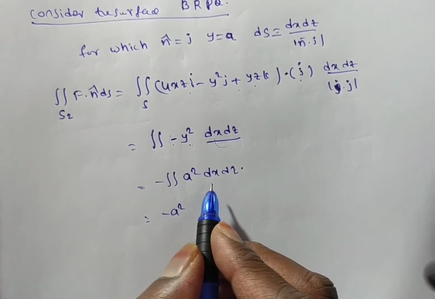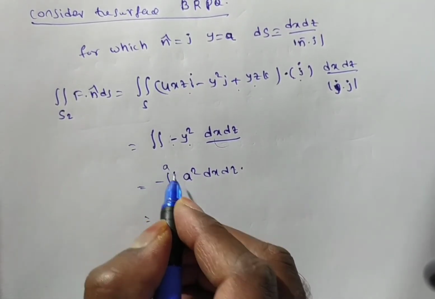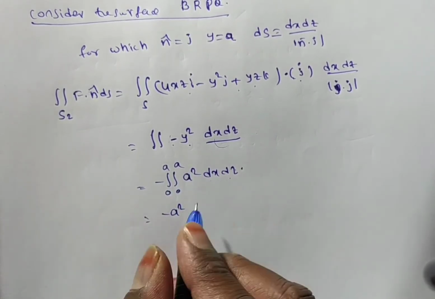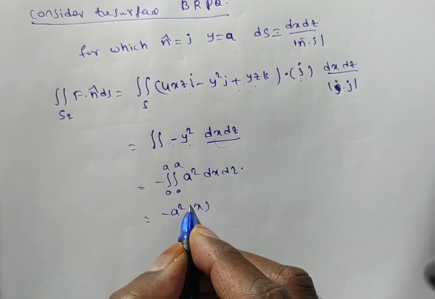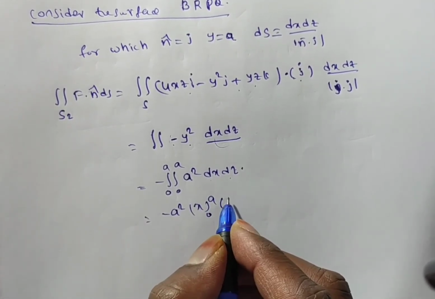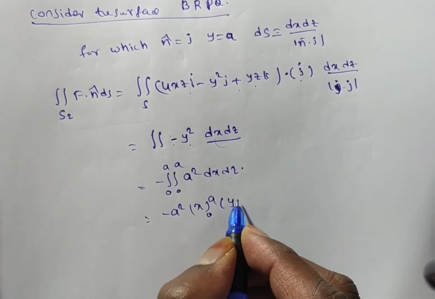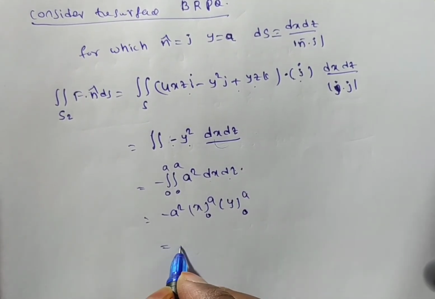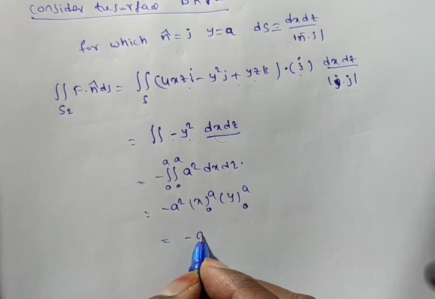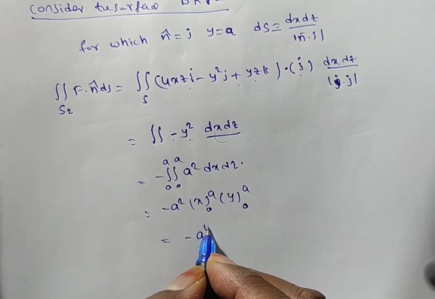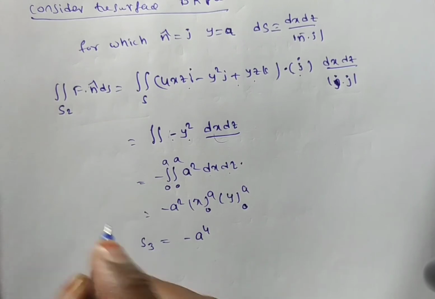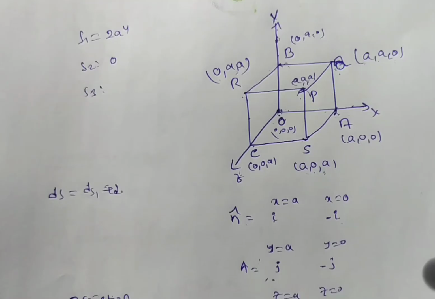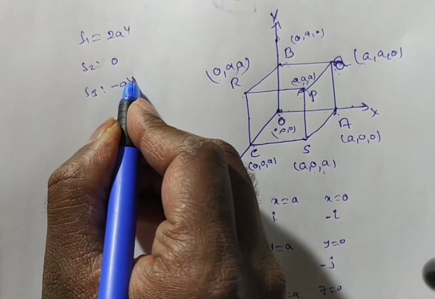Now with respect to the order of integration, here the x limits are 0 to a, the z limits also 0 to a, and we have 1 into dx dz. So the integration of 1 with respect to x is x, limits from 0 to a, and with respect to z, the integration of 1 is z, limits from 0 to a. So finally here you will have minus a square into a, so a to the power of 4. This is the S3 value: S3 is equal to minus a to the power of 4.